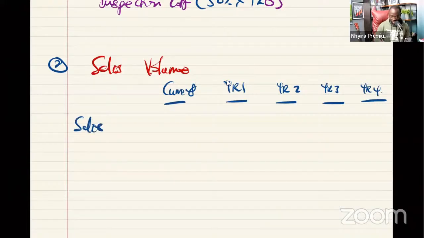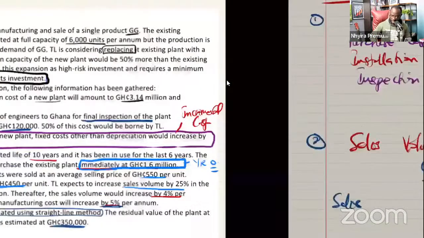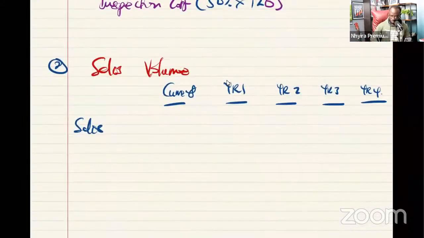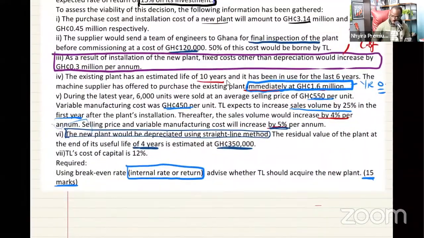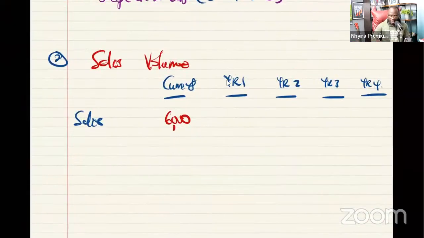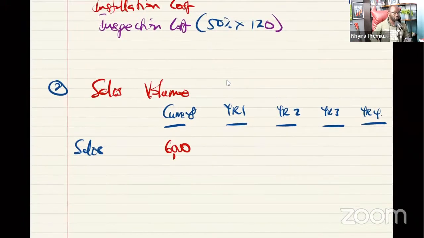We are looking at the sales. Currently, the sales of the company is 6,000. That's the current position. And the examiner said, let's go back and read the language. TL expects to increase sales volume by 25% in the first year after installation. Okay, so in year 1, what will be the sales volume?